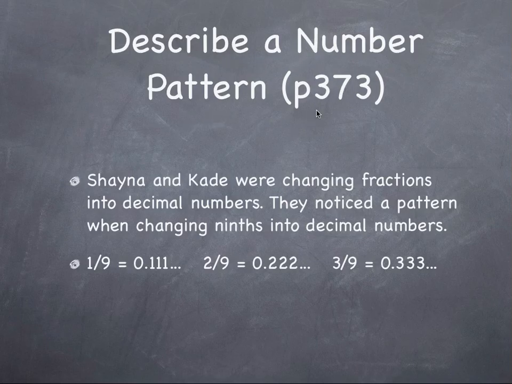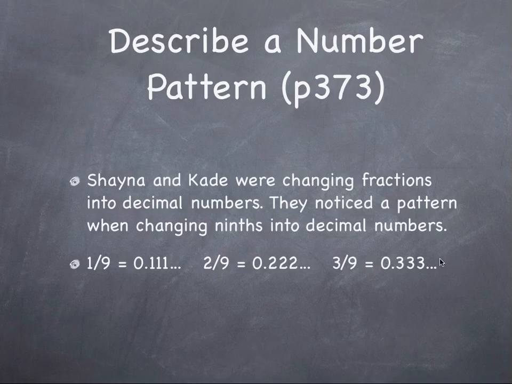This one's on page 373. And here's a little word problem for you that I pulled out of the book. It says that Shana and Cade were changing fractions into decimal numbers, and they noticed a pattern when changing ninths into decimal numbers. So they took 1/9 and they did the math. They took 1 divided by 9, and on their calculator they got 0.11111 repeating. And then they did the same with 2/9, 2 divided by 9, and they got 0.22222, and 3/9 equals 0.33333.